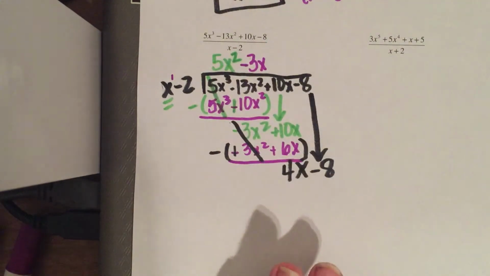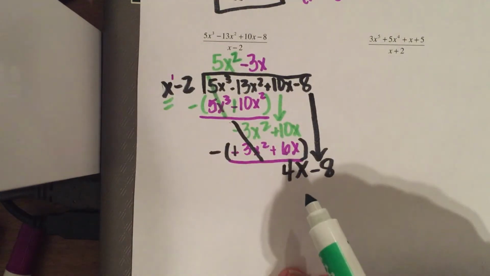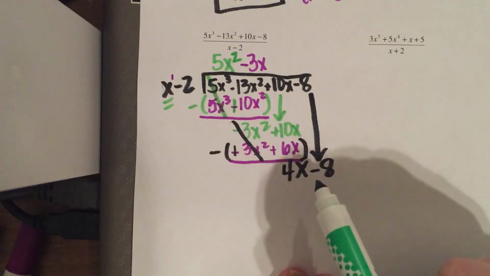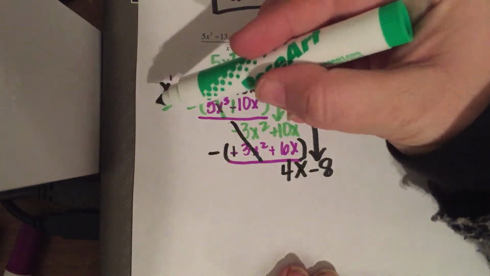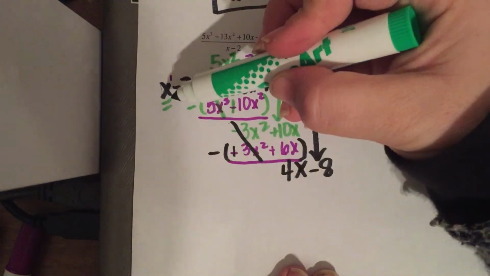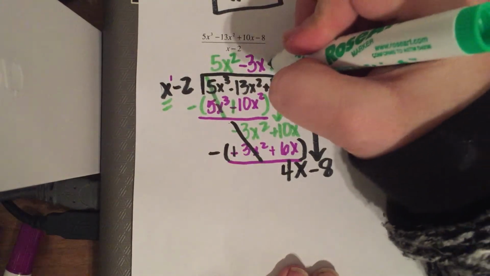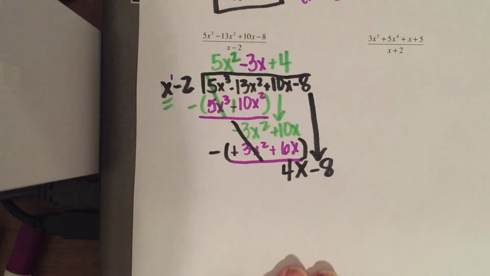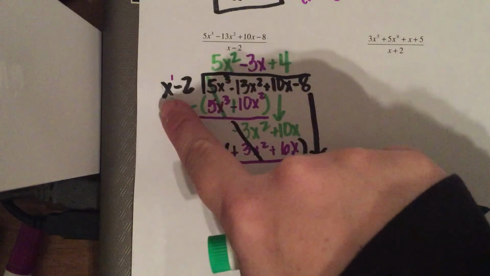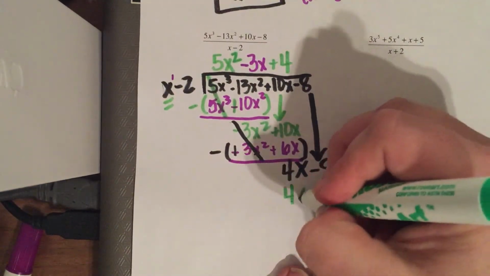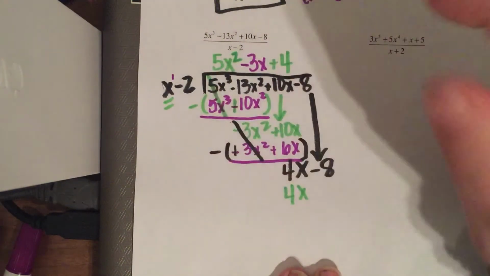Alrighty, so now, last time, almost done. X times what gets me 4x? Well, they both have just plain old x, so I know this term's not going to have an x in it. What do I need for this x to turn into 4x? What else does it need? That x is going to have a 4, isn't it? A positive 4. So then I just distribute. I say 4 times x is 4x. And 4 times negative 2 is negative 8.